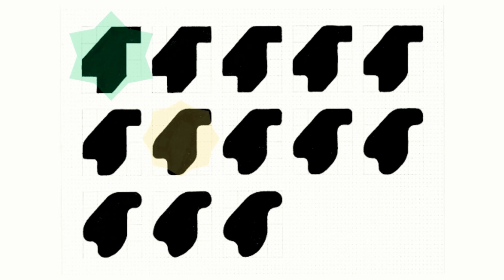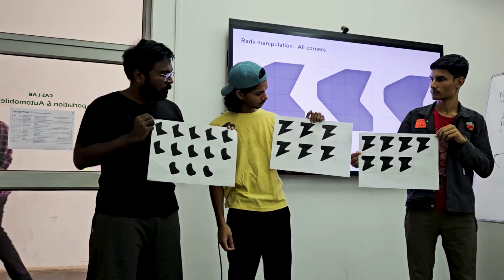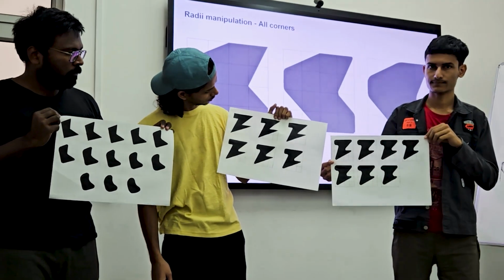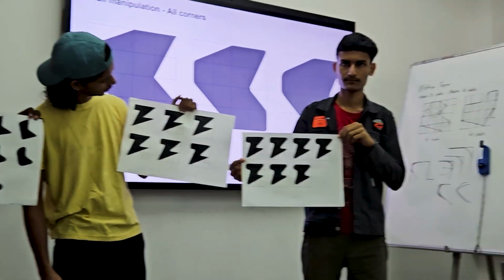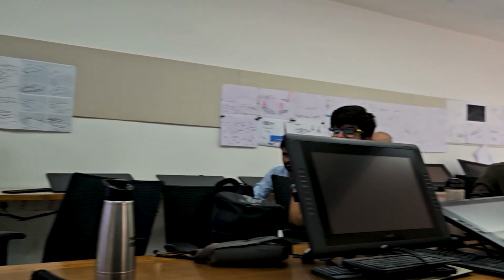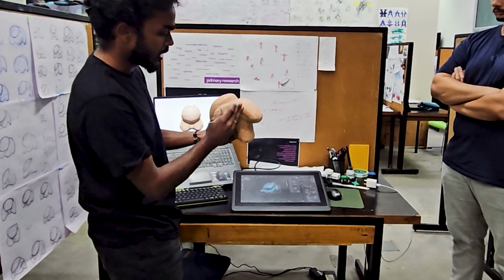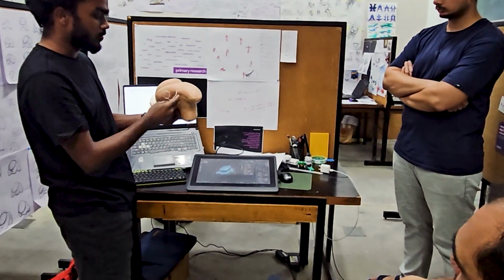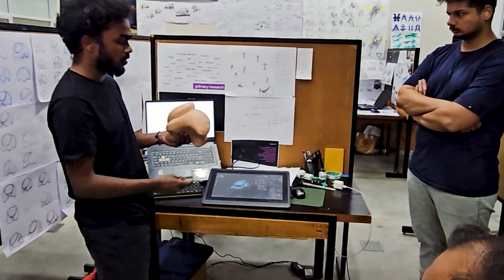This exercise revealed the point where the form started to lose its original character and transitioned into a completely new identity. Through these explorations, students developed a sensitivity to how subtle changes in radius can significantly alter a form's identity, helping them understand the balance between preserving and evolving a design.